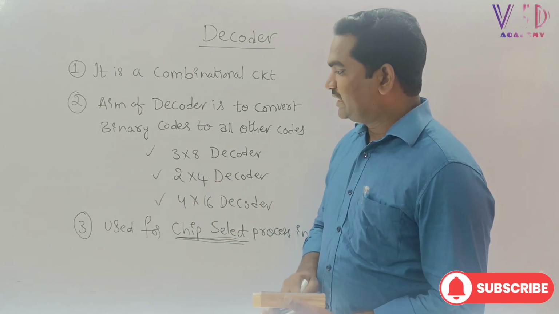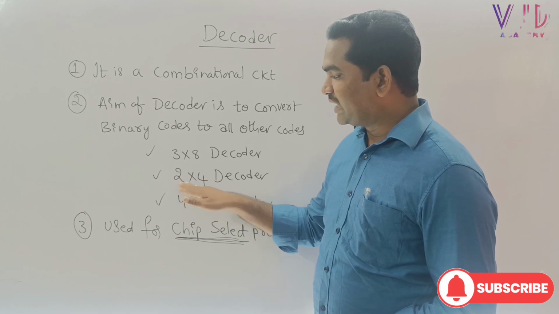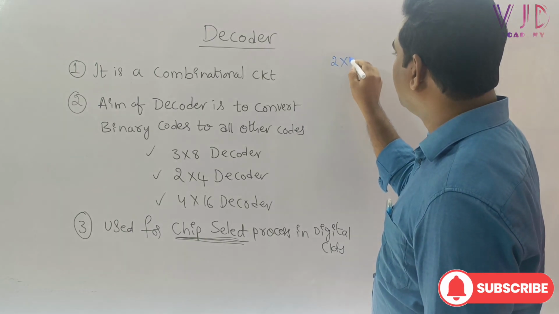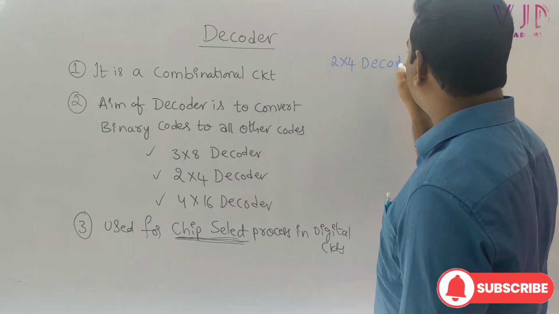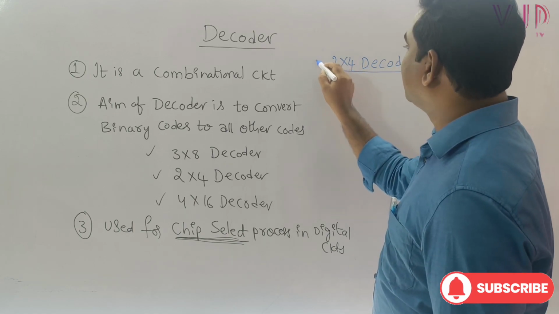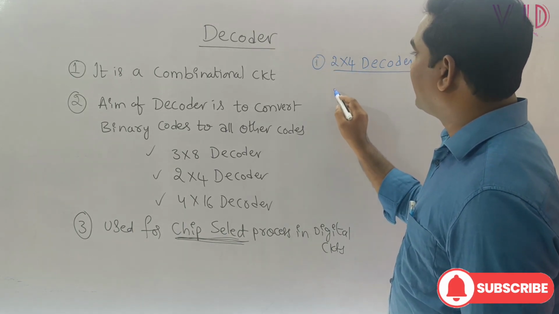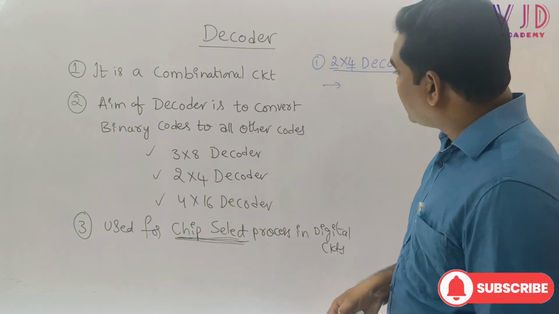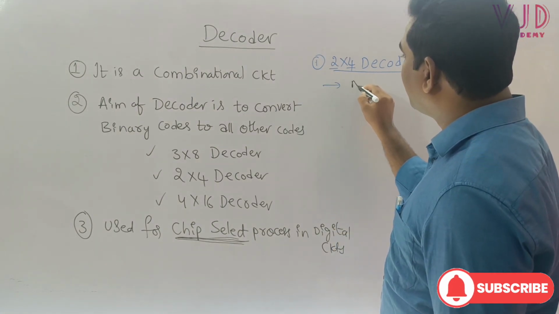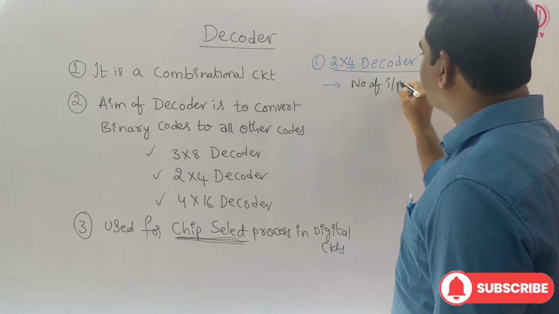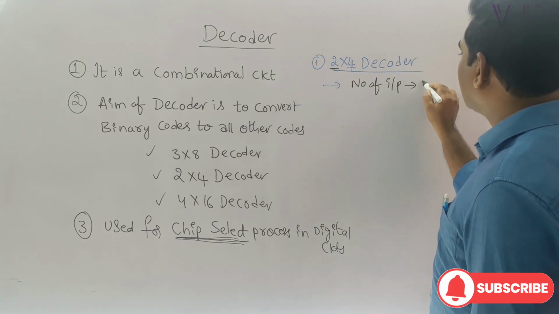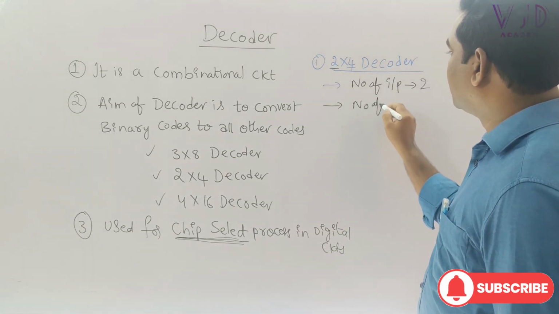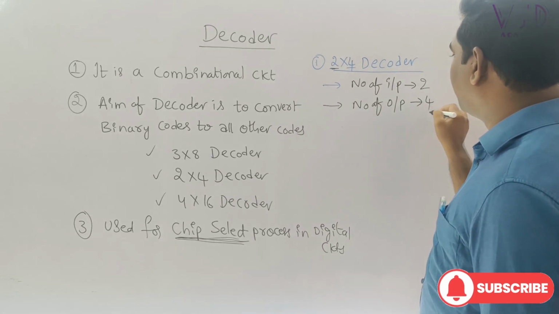And now if you see the basic circuit, let us see the 2 to 4 decoder. Make heading: 2 to 4 decoder. Let us try to understand. Sir, the name itself indicates it is a 2 to 4 decoder. Can you please tell me how many inputs are there? Here the number of inputs is 2. And how many outputs are there? We can say 4 outputs are there.